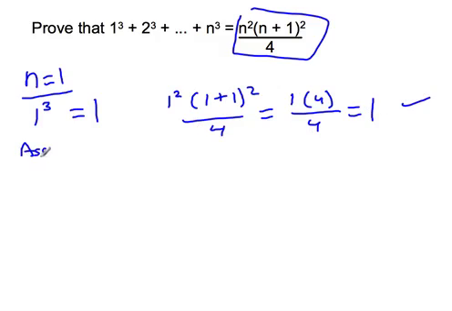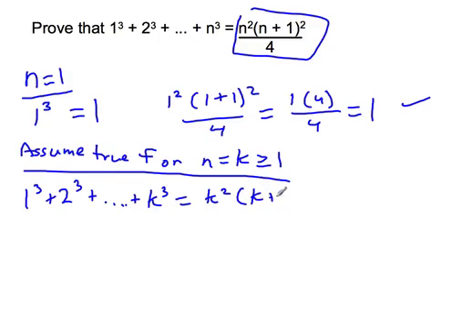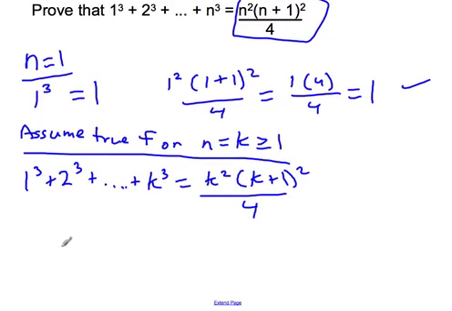Now we're going to assume it's true for n equals k, for some k greater than or equal to 1. Okay, so that means that 1 cubed plus 2 cubed plus, and so on, up to k cubed equals k squared times k plus 1 squared out of 4. And lastly, we're going to show it's true for n equals k plus 1.